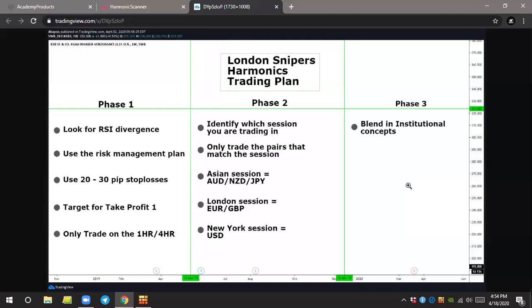So now in phase two, what we're going to be identifying is which session you are trading in. Second thing is we're only trading the pairs that match these sessions, okay? So Asian session, you're normally looking at AUD pairs, Australian dollars, NZD, New Zealand dollar, or Japanese yen, JPY. These are Asian session's leading pairs. For London session, you're looking at Euro and GBPs. Then for New York sessions, you're looking at USD based pairs.